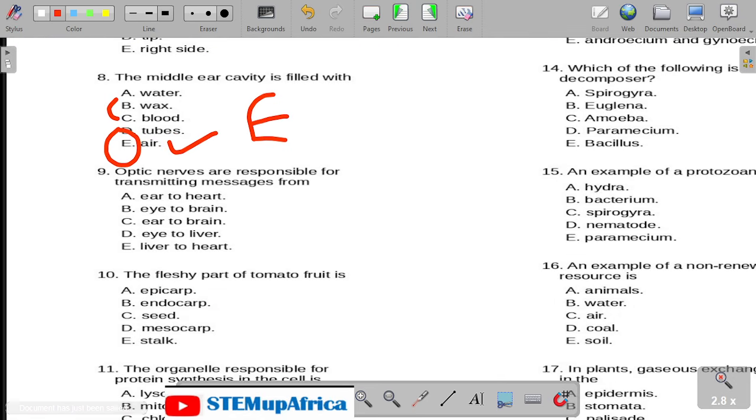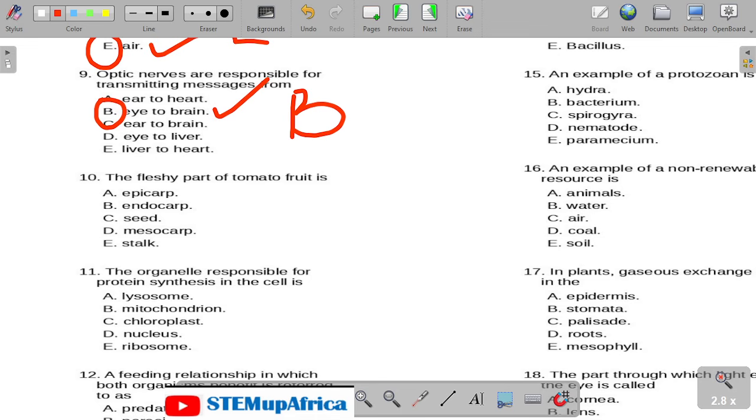Question 9. Say the optic nerve is responsible for transmitting messages from the eye to the brain. The optic has to do with anything that has to do with light. From the eye to the brain to send a message of what you're experiencing, which is option B. Question 10. Say the fleshy part of a tomato fruit is called the mesocarp. It's called the mesocarp, which is option D. The fleshy part is called the mesocarp.